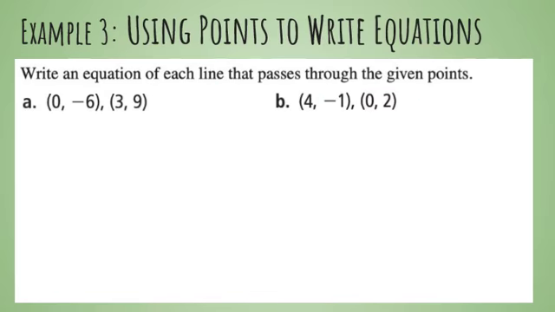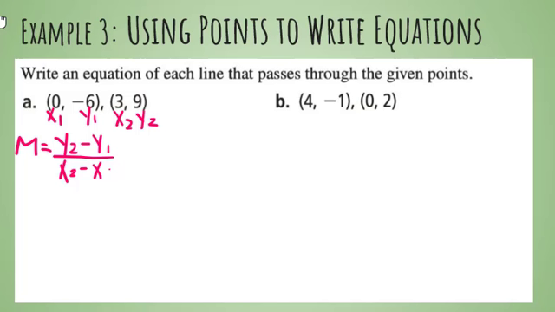Okay, so example 3 is using points to find your slope to find your equation of the line. You do need to calculate your slope. So I'm going to go ahead and label this point my x1 and my y1, and then my x2 and my y2. So again, your formula to calculate slope is y2 minus y1 over x2 minus x1.